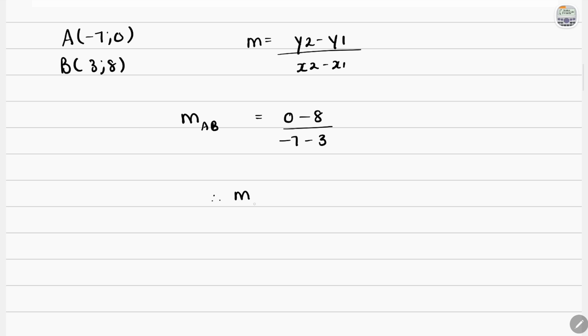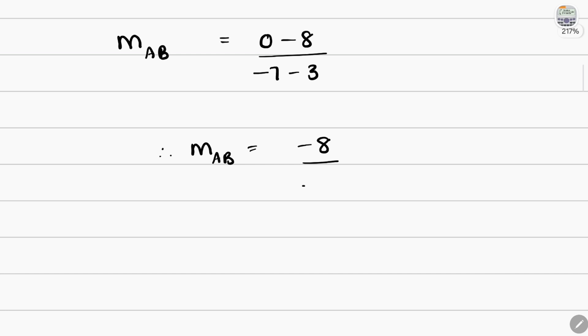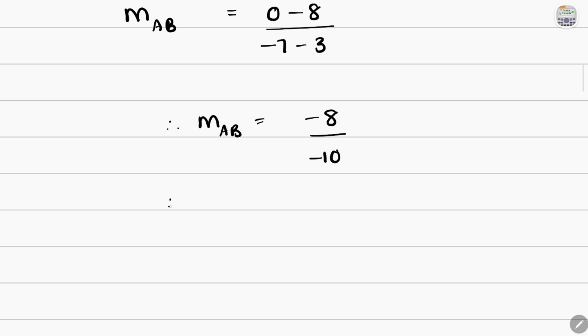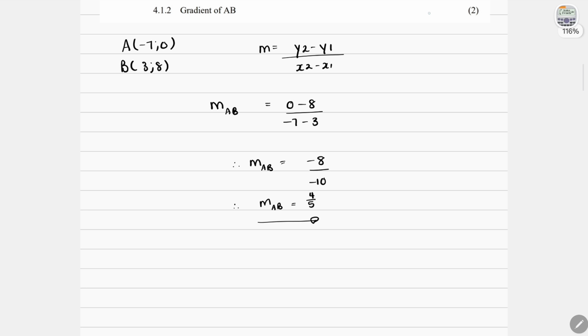So simplify this. We can see that this stays negative 8 in the numerator and we have negative 10 in the denominator. So our final answer for the gradient of AB is simply equal to positive, and we can see that there's a common factor of 2 here. So this is positive 4 over 5, and that is our gradient. Moving on to the next question.